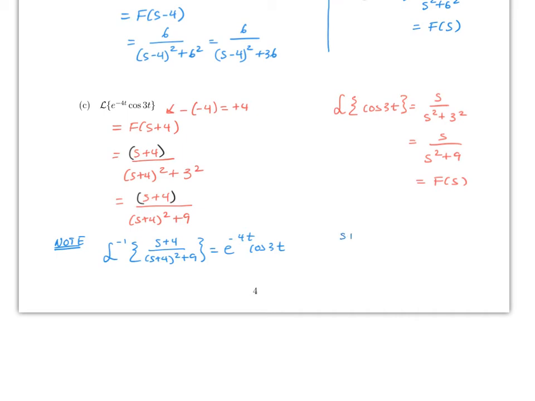It is very possible that the equation will look like this: s plus 4 over s squared plus 8s plus 16, then plus 9. So this could be (s plus 4) over s squared plus 8s plus 25. So this is usually how it's going to look. And you have to make it look like this. Otherwise, you won't be able to use the table.